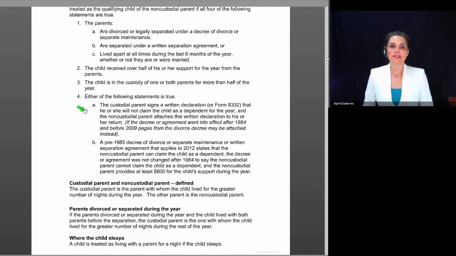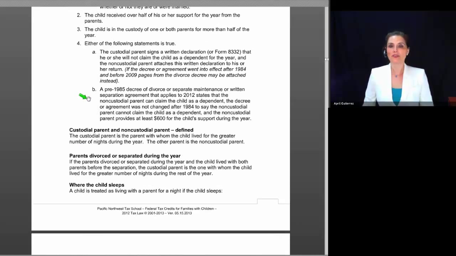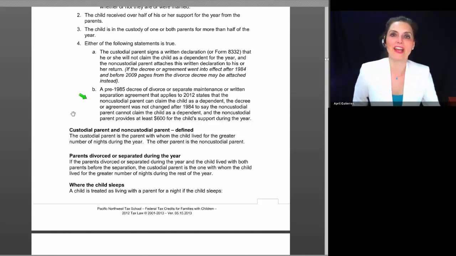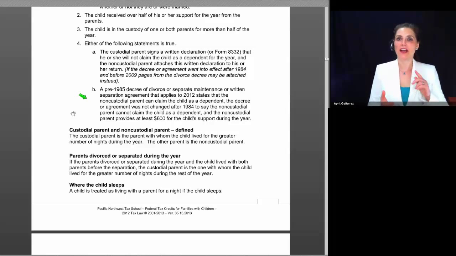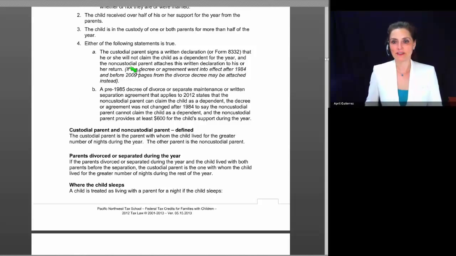The custodial parent signs a written declaration or Form 8332 that he or she will not claim the child as a dependent for the year, and the non-custodial parent attaches that written declaration to his or her return. Or there was a pre-1985 divorce decree in effect, but that's going to kind of not apply to many of us, is it? So essentially, there has to be a written declaration attached to the return, either 8332, a similar statement that contains the same information as 8332, or certain pages of the divorce decree if the divorce decree went into effect before 2009. The custodial parent and the non-custodial parent defined, if you're ever wondering who's who.